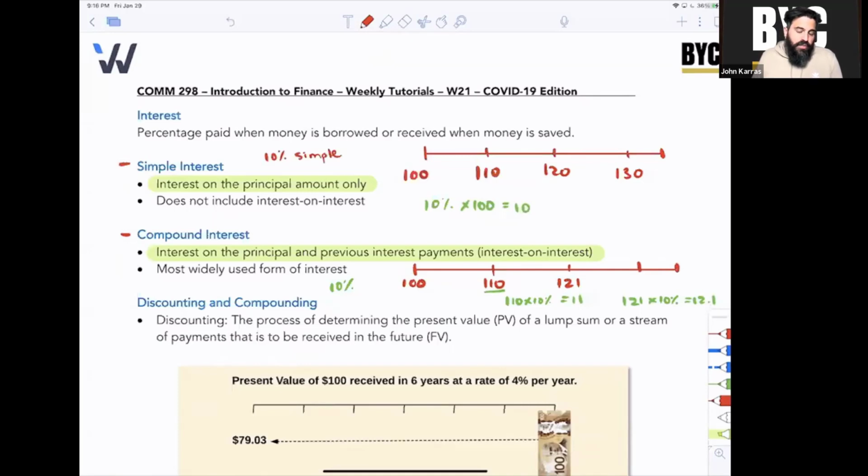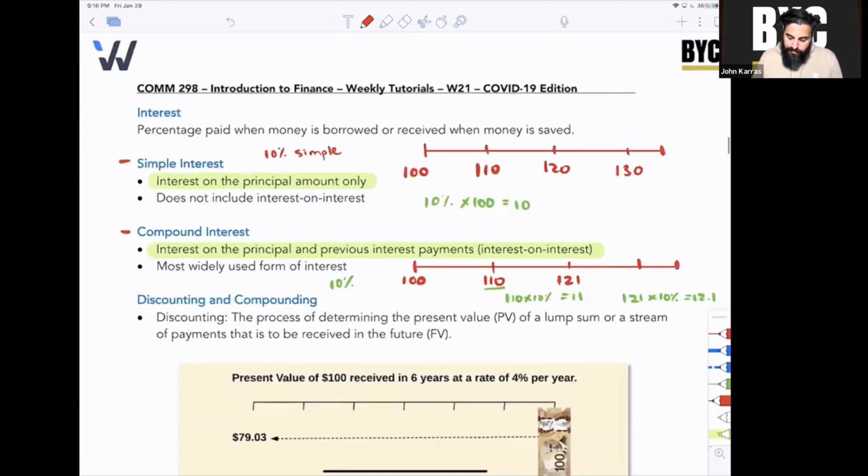Now, in this example, I chose a basic annual compounding, but as we work through the chapter, you'll see that we can compound interest annually, which is once per year. We can compound interest semi-annually, monthly, daily, even continuously. But we'll get to that.